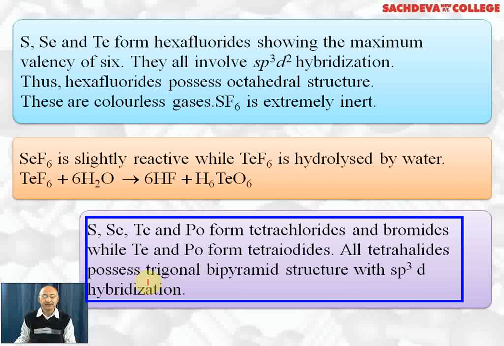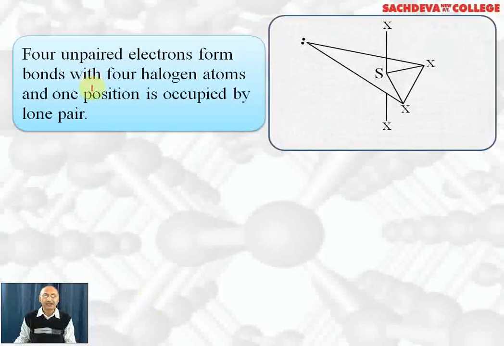Sulfur, selenium, tellurium and polonium form tetrachlorides and bromides, while tellurium and polonium also form tetraiodides. All tetrahalides possess trigonal bipyramidal structure with sp3d hybridization, and due to presence of lone pair they have seesaw shape. 4 unpaired electrons form the bond with 4 halogen atoms, and one position is occupied by lone pair. This is the structure of SX4 or SF4, which has got seesaw geometry.